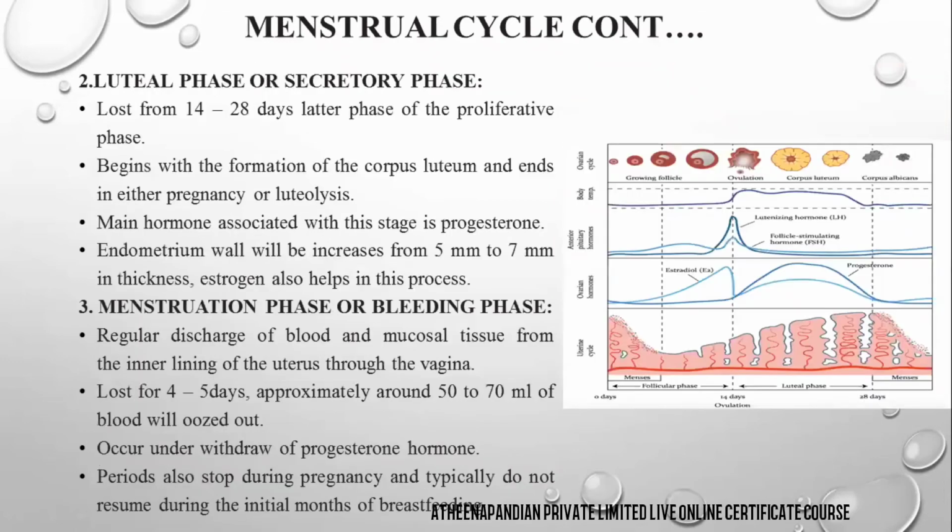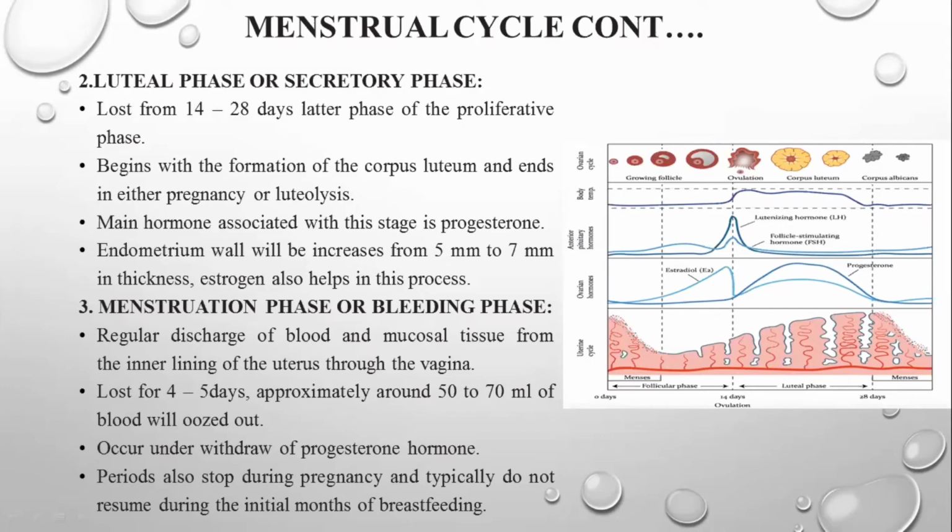Okay. Next we call the luteal phase, also called the secretory phase. It lasts from the 14th to the 28th day, the later phase after the follicular phase. So after the follicular phase, your luteal phase starts. It begins with the formation of the corpus luteum and ends in either pregnancy or luteolysis.